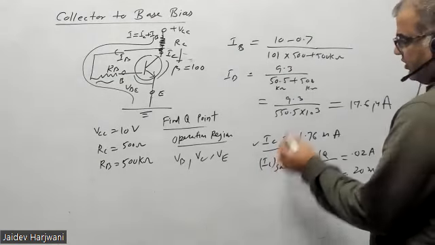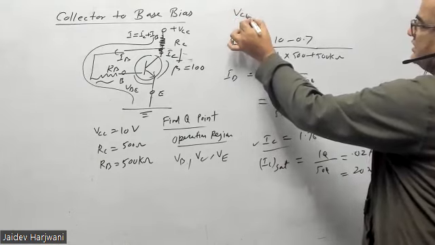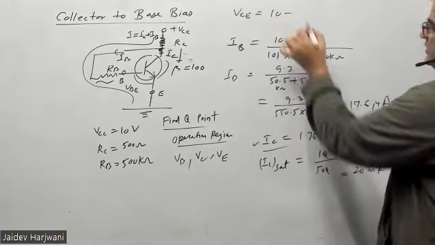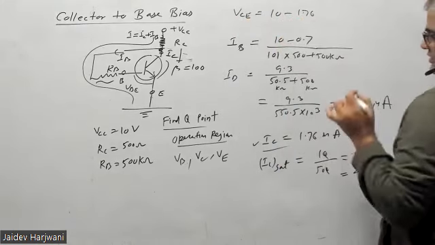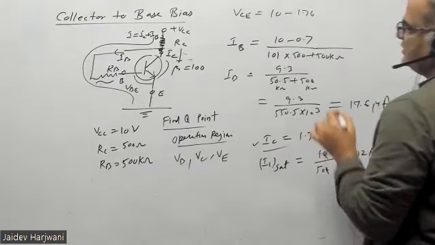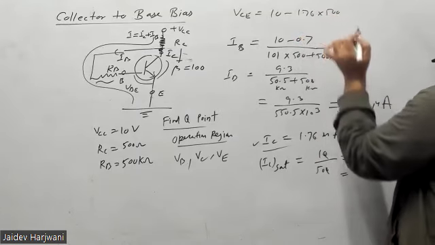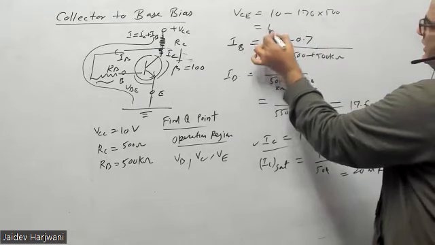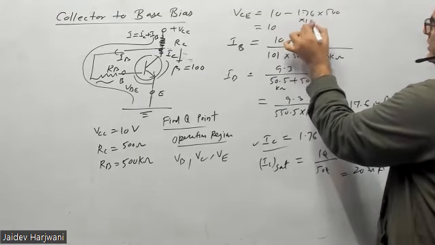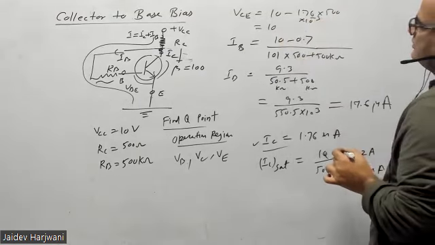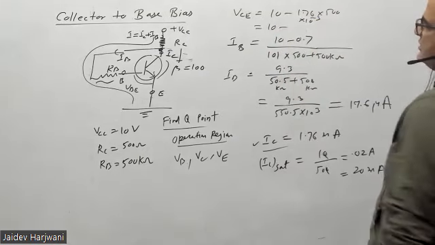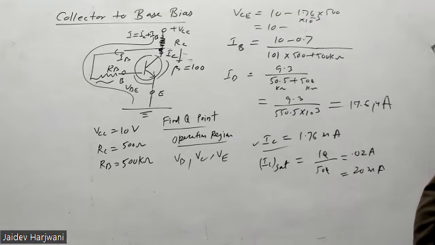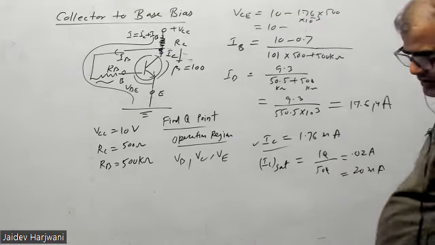And now you can find VCE. VCE is VCC, 10, minus IC, 1.76 milliampere, into RC, which is again 500 ohm. So how much comes? Tell me. 10 minus 1.76, how much will come? Half of this, around.